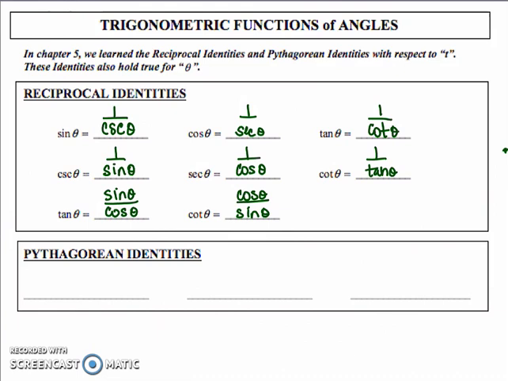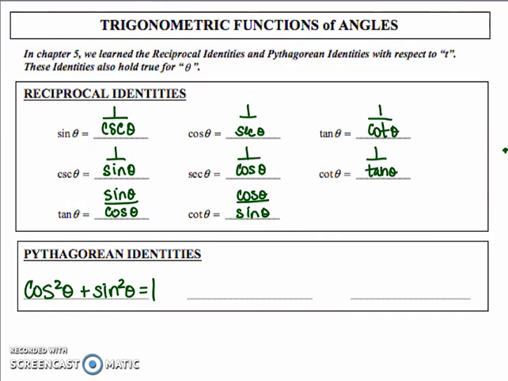And then we have our 3 Pythagorean identities that we learned in chapter 5: cosine squared theta plus sine squared theta equals 1. As you know, that comes from the equation for the unit circle. Sine squared theta plus cosine squared theta equals 1 is like x squared plus y squared equals 1. And then if we divide everything by either cosine squared theta or by sine squared theta, we create our other 2 Pythagorean identities.